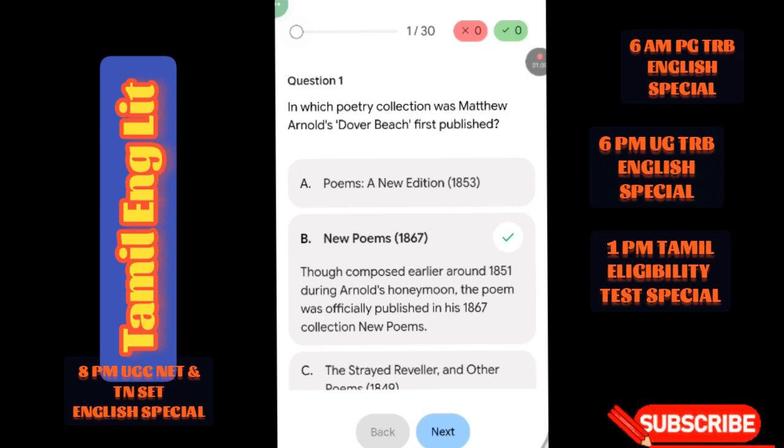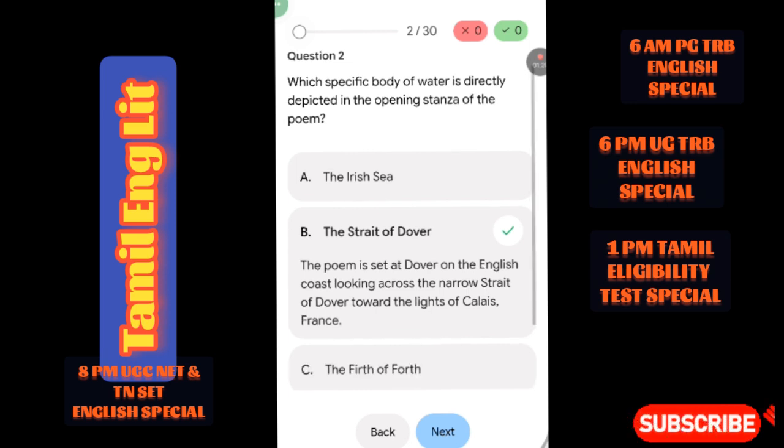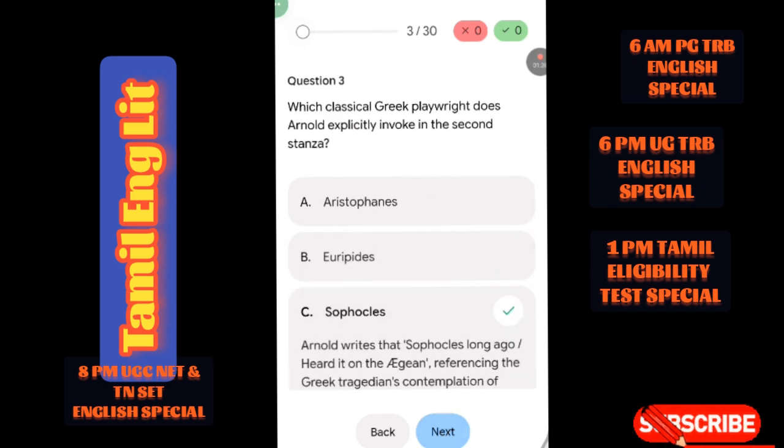Answer is New Poems. Next question is, which specific body of water is directly depicted in the opening stanza of the poem? The Strait of Dover. The poem is set at Dover on the English coast, looking across the narrow strait of Dover toward the lights of Calais, France.